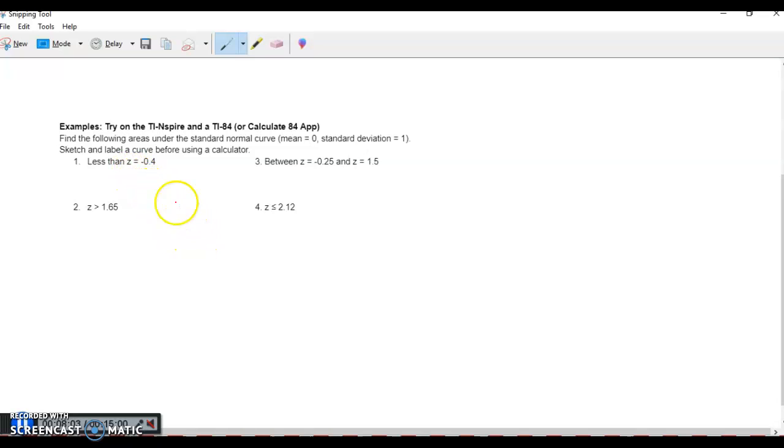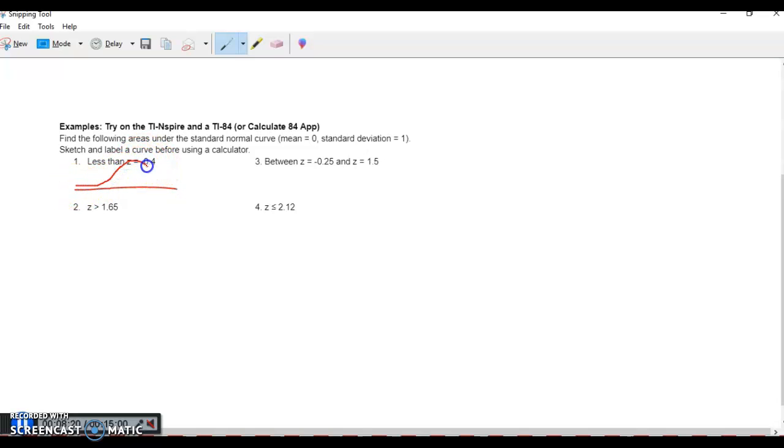So I'm just going to do a couple of these. I'll do 1, 2, and 3. Or we'll see, maybe 1 and 3. All right, so I want to know the area under the curve less than z equals negative 0.4.